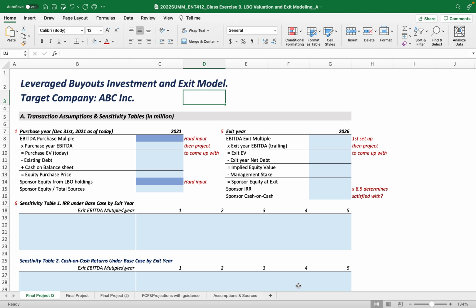Hello students, in this video clip I will discuss the leveraged buyout investment and the exit model. The target company, ABC Inc., is a hypothetical company, but for your final project, you'll use an actual, existing company from the public market.